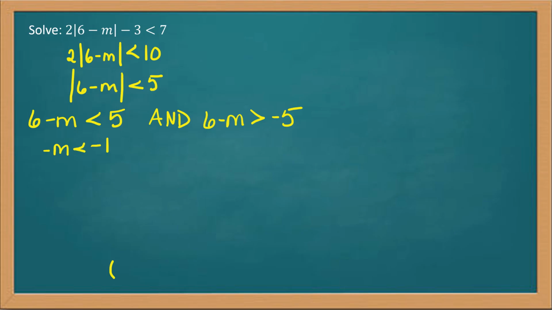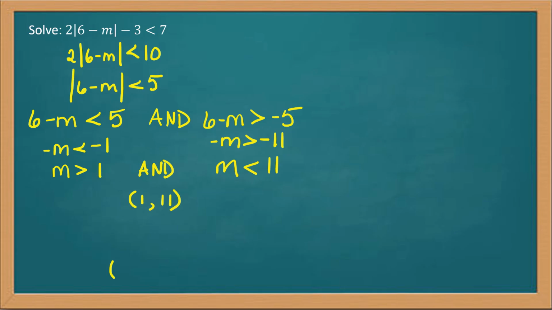So you'd have -m is less than -1, which means m is greater than +1, and -m is greater than -11, which means that +m is less than +11. So we have m being between 1 and 11. It's greater than 1, but less than 11. So that is an and. It's got to be both. So those are the values.